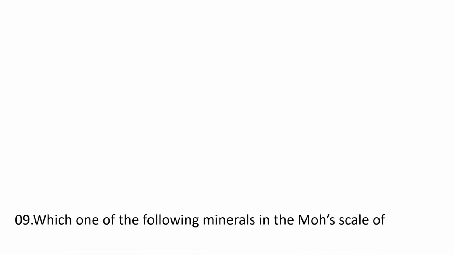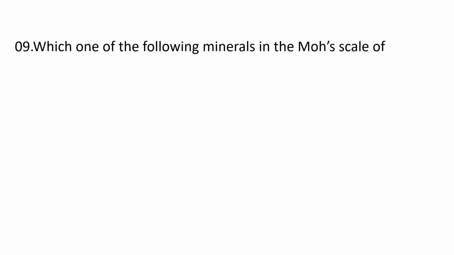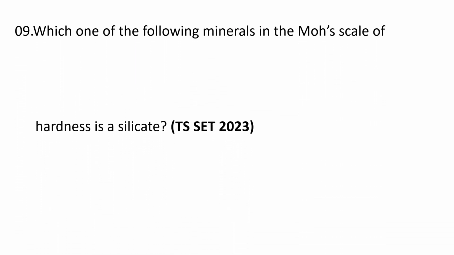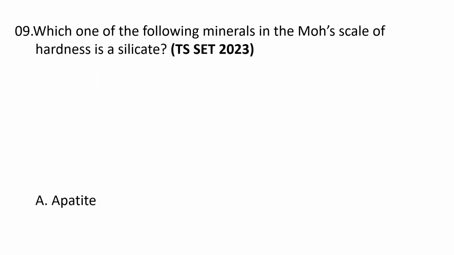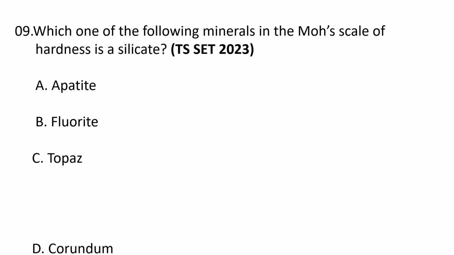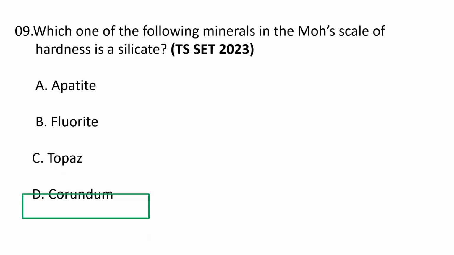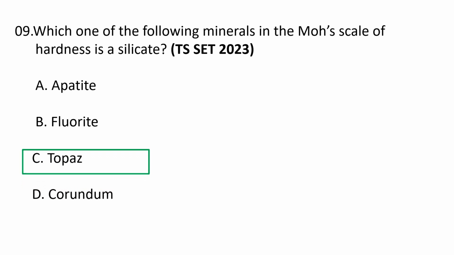Next question. Which one of the following minerals in the Mohs scale of hardness is a silicate? Options are A. Apatite, B. Fluorite, C. Topaz, D. Corundum. So the correct option is C. Topaz. In the Mohs scale of hardness, apatite is a phosphate, fluorite is a halide, and corundum, Al2O3, is an oxide. So the topaz is a silicate. So that's why C. Topaz is the correct option.